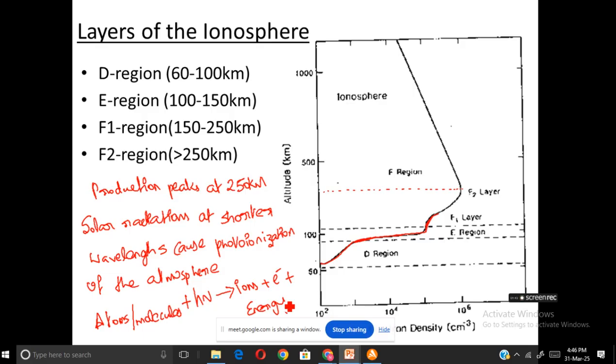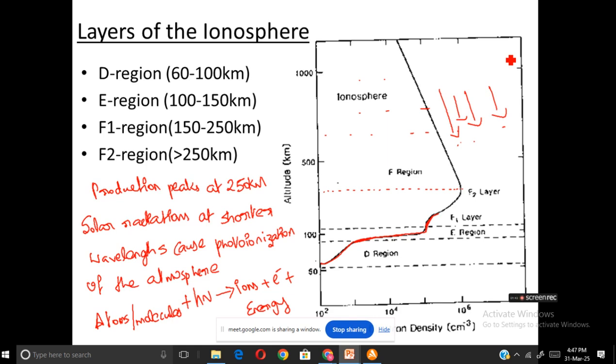So why is this maximum happening at a height of 250 kilometers? We know the reason for the formation of these ions is basically the incoming solar radiation. The higher incoming solar radiation will be present in the topmost or higher levels of the ionosphere. So incoming solar radiation should be there, and also there should be enough atoms or molecules to undergo ionization. We know that as we go up, the atmosphere is becoming rarer and rarer. That means the concentration of atoms and molecules is reducing as we go up in the atmosphere.